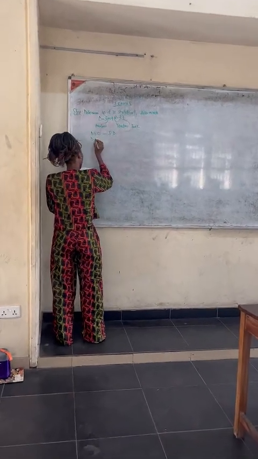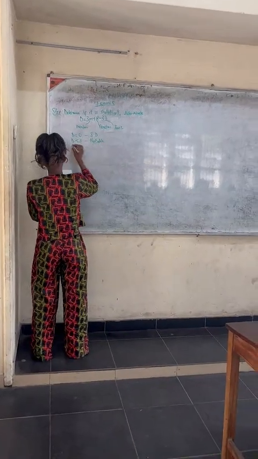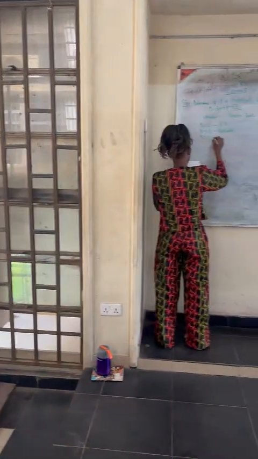When D is less than 0, it is unstable. Then when D is greater than 0, it is statistically indeterminate.